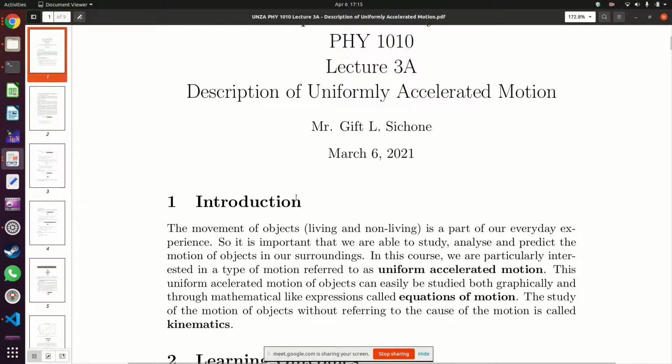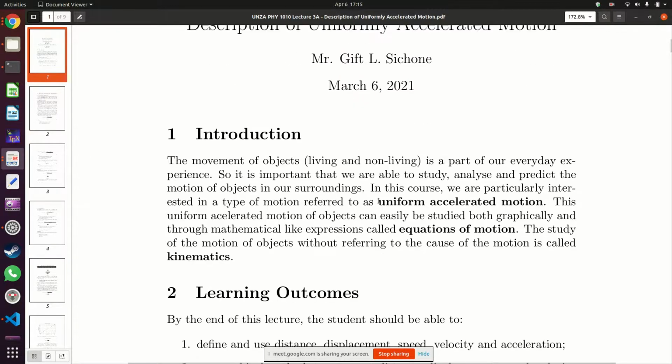For starters, in our course, the kind of motion we are interested in is motion in a straight line, and specifically, this kind of motion, uniform accelerated motion. This is motion where there is something called acceleration. Acceleration occurs when the speed or the velocity of an object changes. When the speed or the velocity of an object changes, it can mean one of two things.